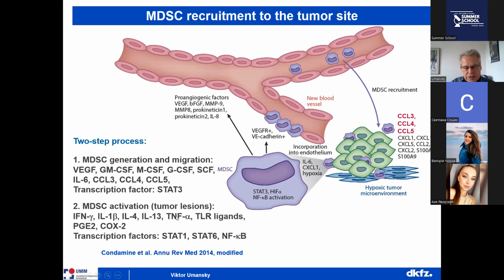The second step, which happens mostly in the tumor lesions, is extremely important, because MDSCs make a kind of shield, a barrier, for T cells to act. So their activation happens exactly there, and it includes factors like interferon gamma, IL-1 beta, and TNF-alpha, which are produced by activated T cells. So you see, this is a very peculiar process. Also, toll-like receptor ligands.